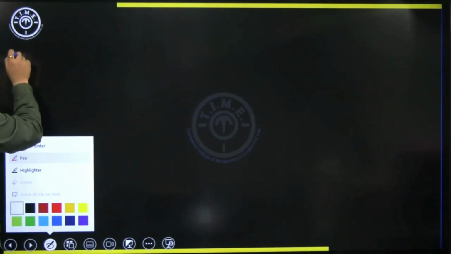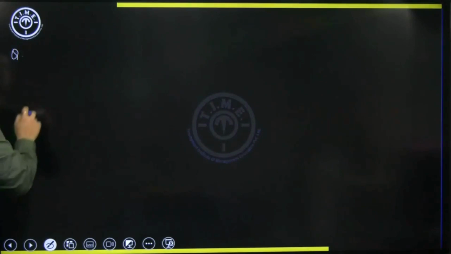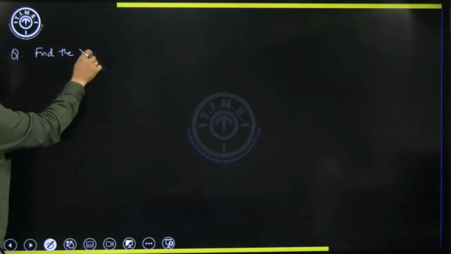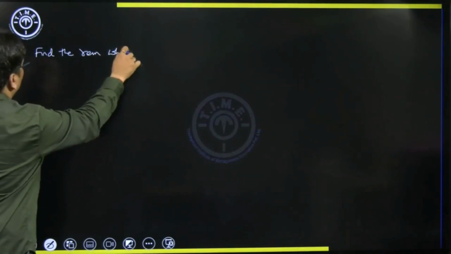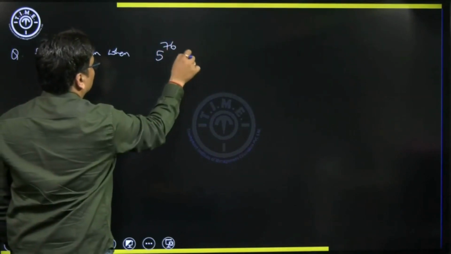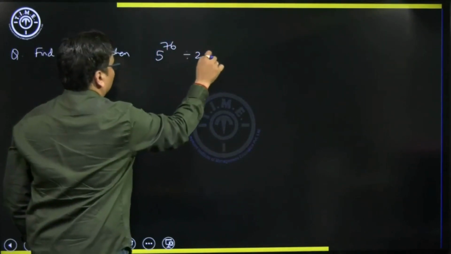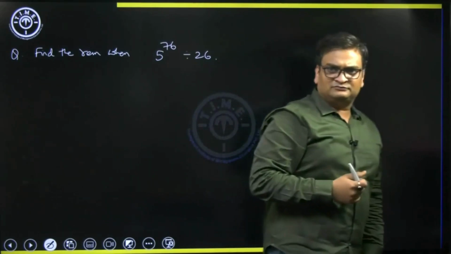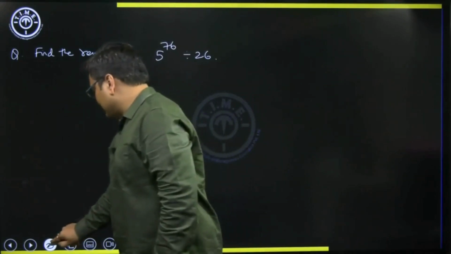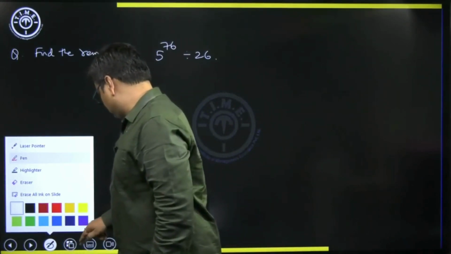Say the question is, find the remainder when 5 to the power 76 is divided by 26. How do we find the remainder?